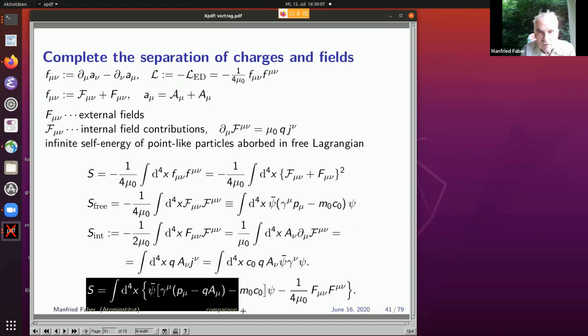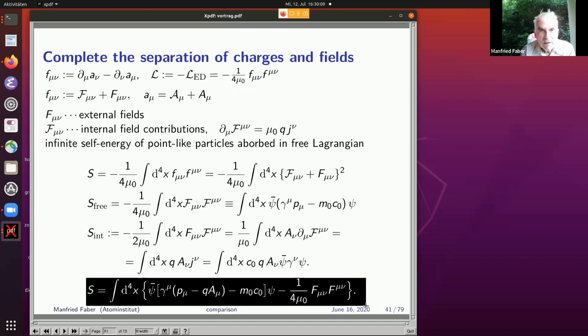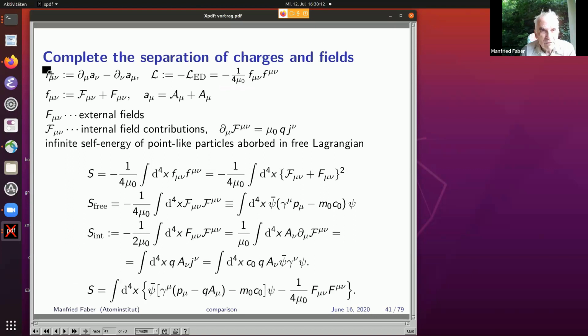Action theory, I separate the field strength tensor in this f mu nu term with the Lagrange, yeah, and I have this new external field introduced here.